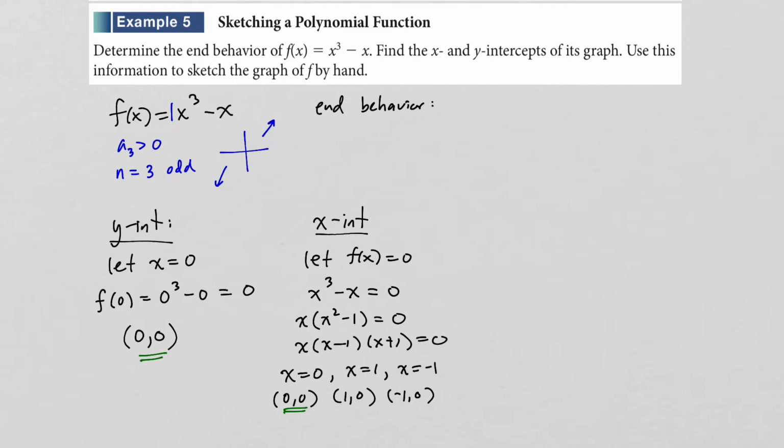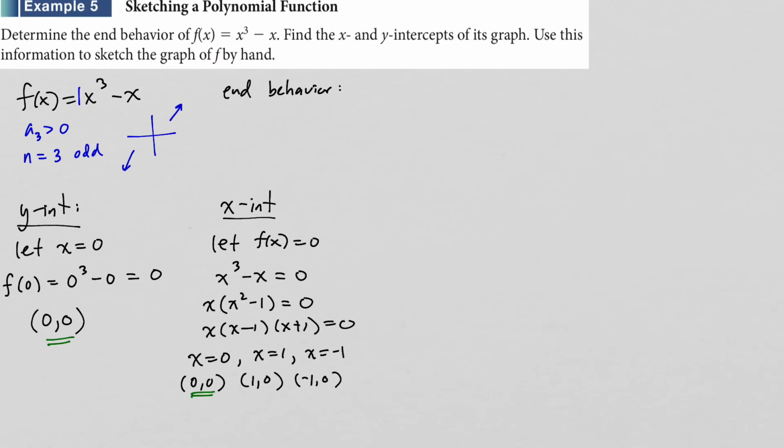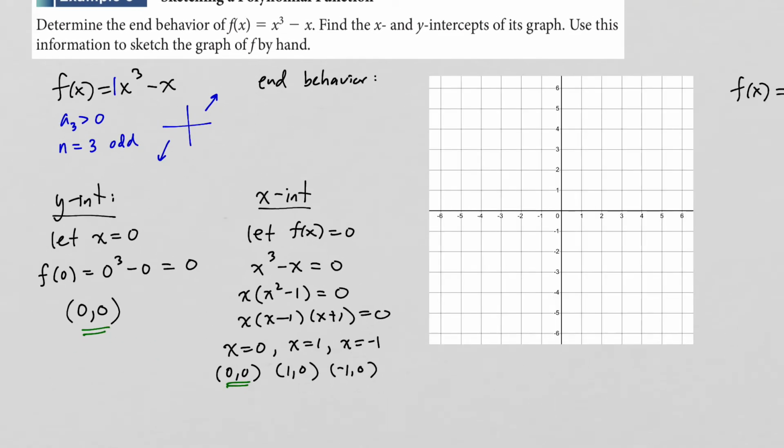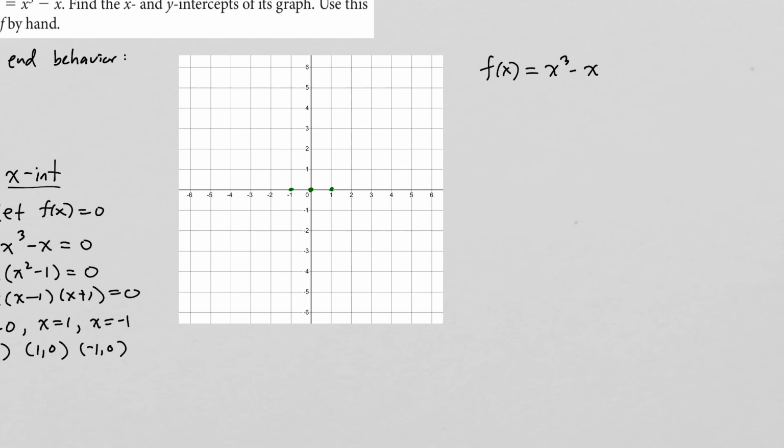Okay, now let's go ahead and see on a graph, what do we have so far? So now for the graph, we had the y-intercept was the point (0, 0). And the three x-intercepts were once again (0, 0), (1, 0), and (negative 1, 0). And we know that the end behavior is that it goes up on the right side and down on the left side. But to get a more accurate picture, we need to see what happens in between these values.